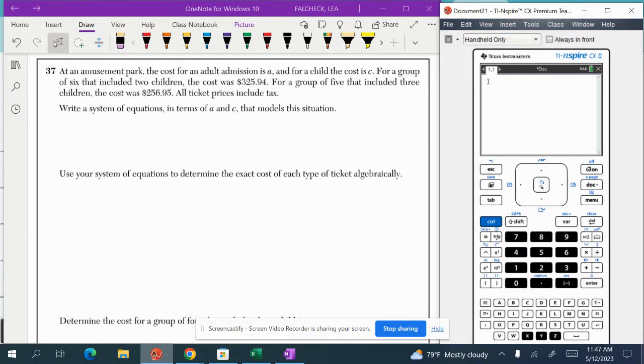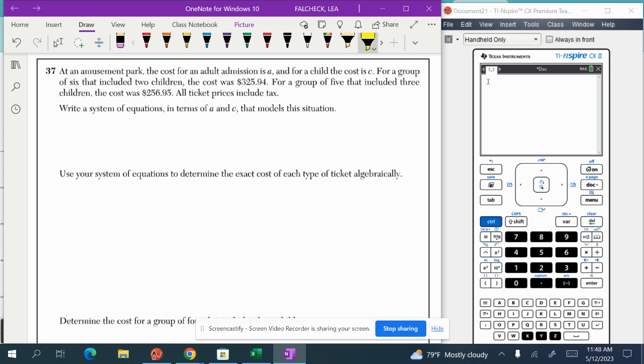Hey guys, okay, so at an amusement park, the cost for an adult admission is A, and for a child, the cost is C. For a group of six that included two children, the cost was $325.94. For a group of five that included three children, the cost was $256.95. All ticket prices include tax. Write a system of equations in terms of A and C that models this situation.